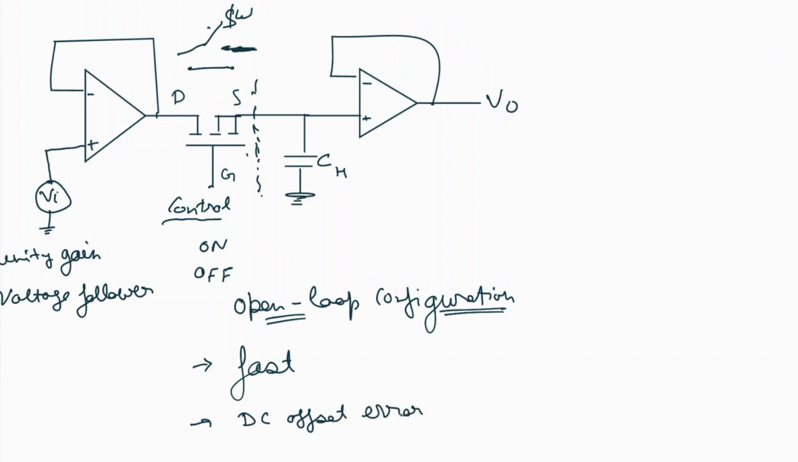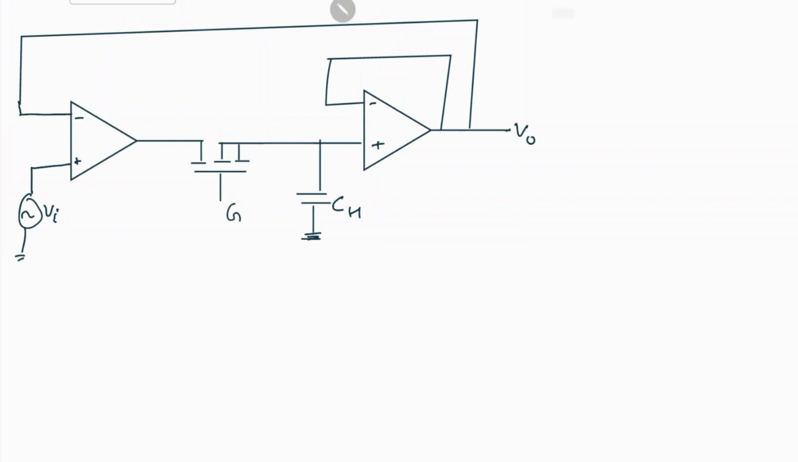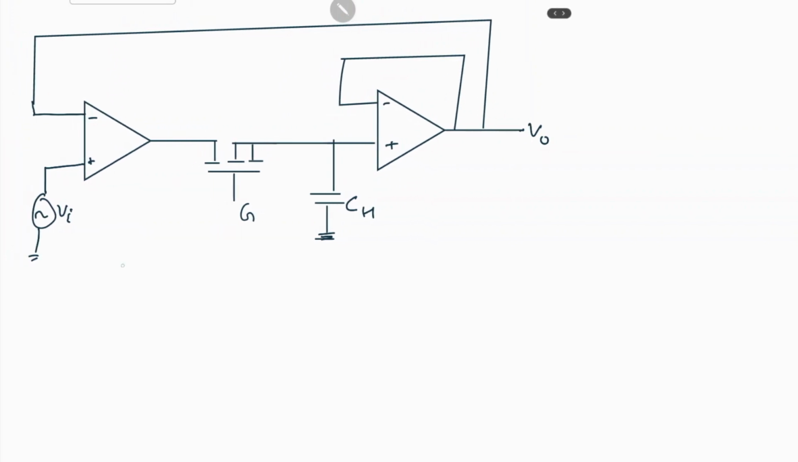To overcome this we use the closed loop configuration of the sample and hold circuit. The closed loop circuit is shown here, where the second op amp now has a feedback which takes the output voltage to its input. This configuration is called closed loop configuration.